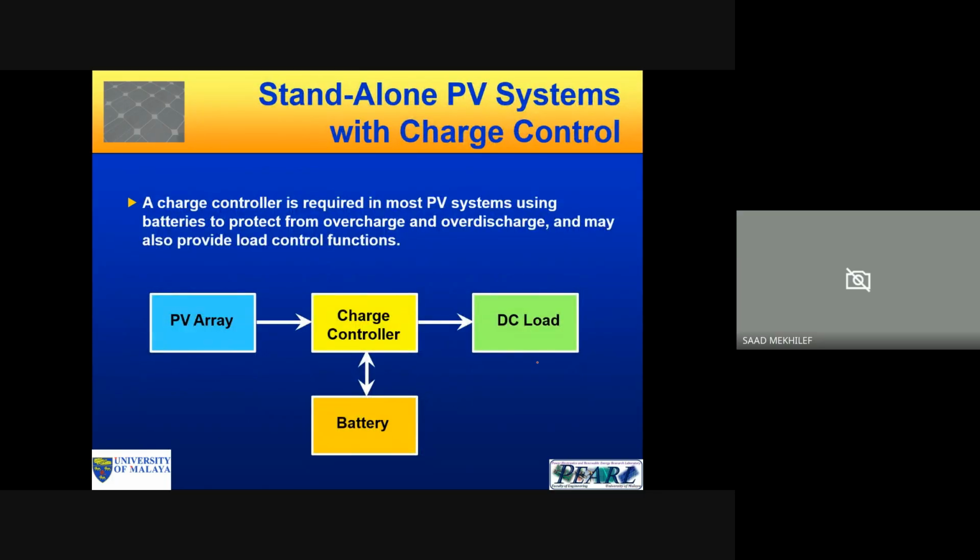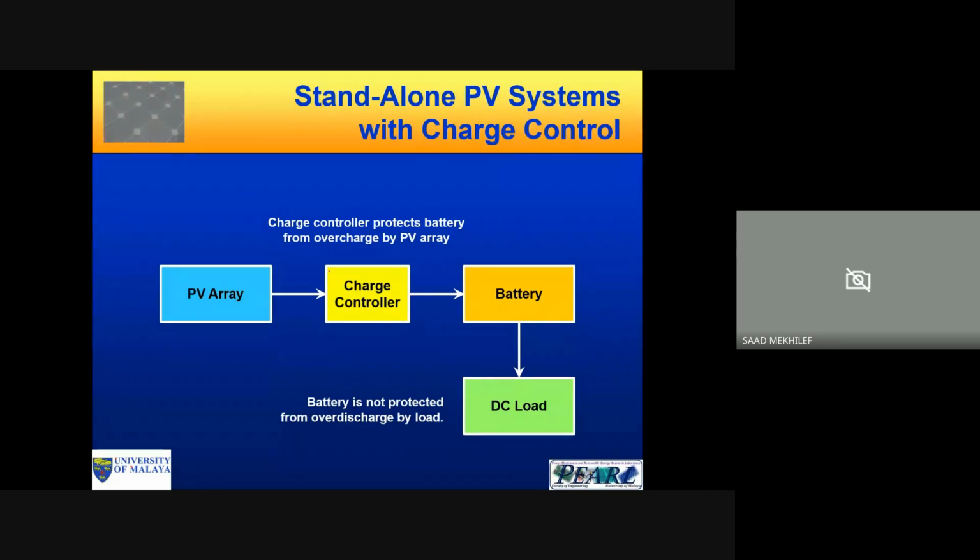But this one can also be like this, where we have a charge controller in the middle. So we have a PV, charge controllers, then the battery, and then DC loads. Here a charge controller is required in most PV systems using batteries. So there are different combinations. We can connect the PV to the battery directly, but it will not be optimum.